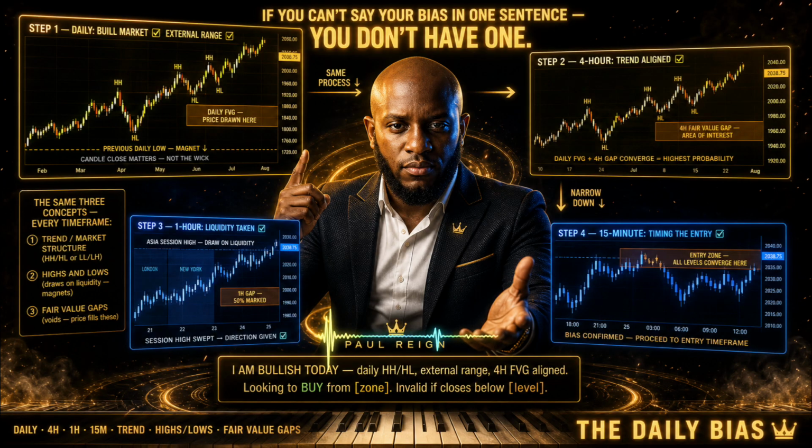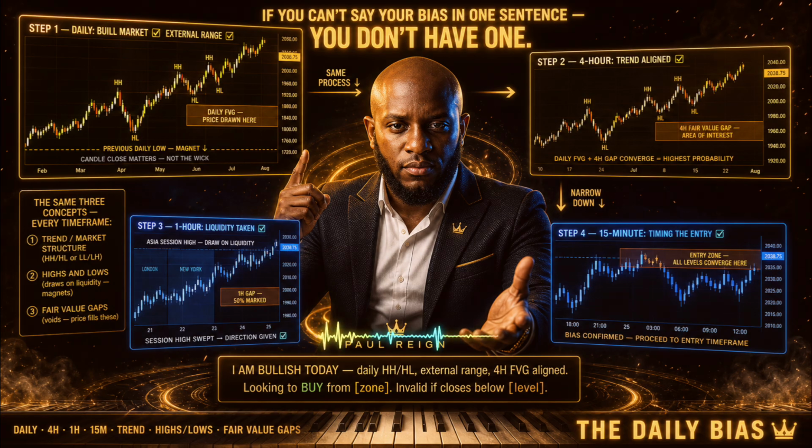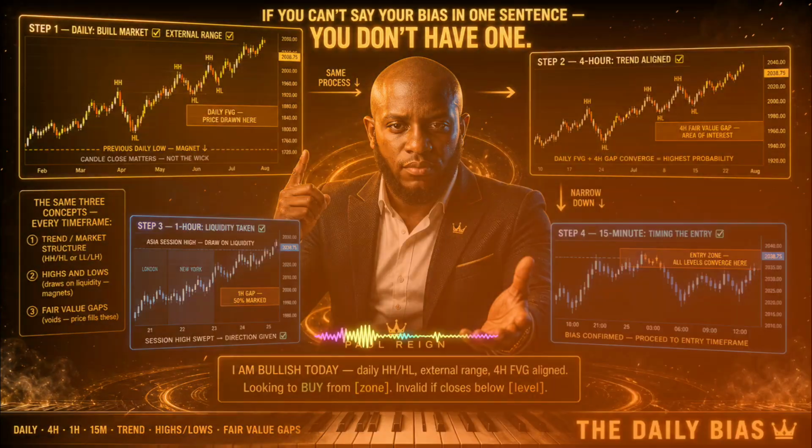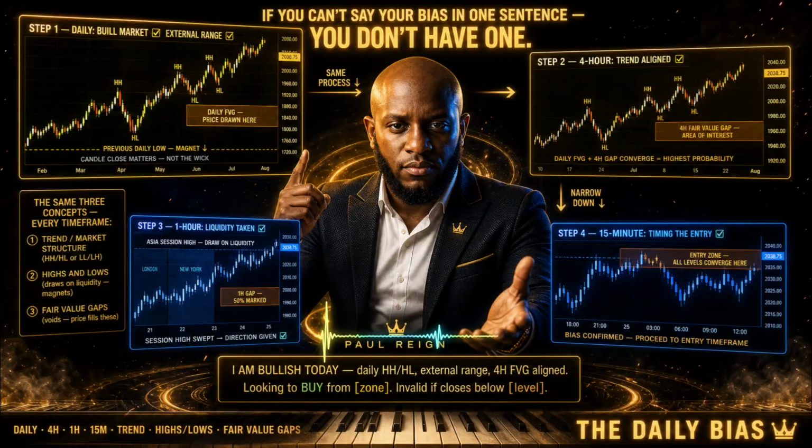Your bias in one sentence, stated, make it final. Bullish: daily trend up, external, 4 hour gap aligned. Buy from this zone, target the previous daily low. Buyers are invalid if price closes below the invalidation line. Systematic and repeatable, one checklist every time.